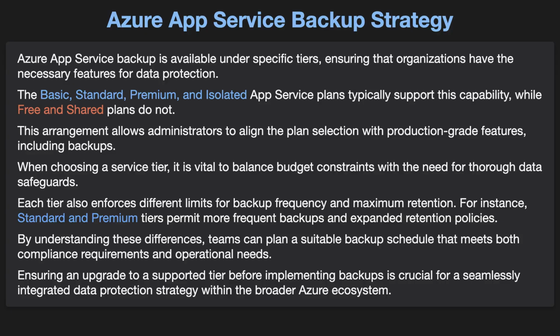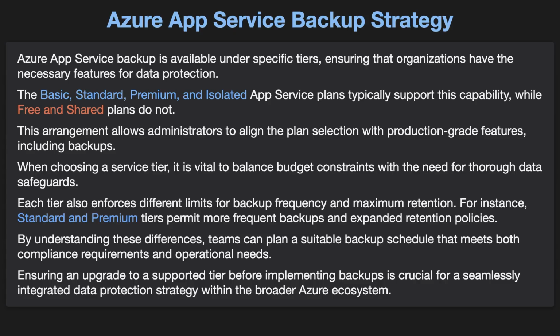Azure App Service Backup is available under specific tiers, ensuring that organizations have the necessary features for data protection. The basic, standard, premium, and isolated app service plans typically support this capability, while free and shared plans do not. This arrangement allows administrators to align the plan selection with production-grade features, including backups. When choosing a service tier, it is vital to balance budget constraints with the need for thorough data safeguards.